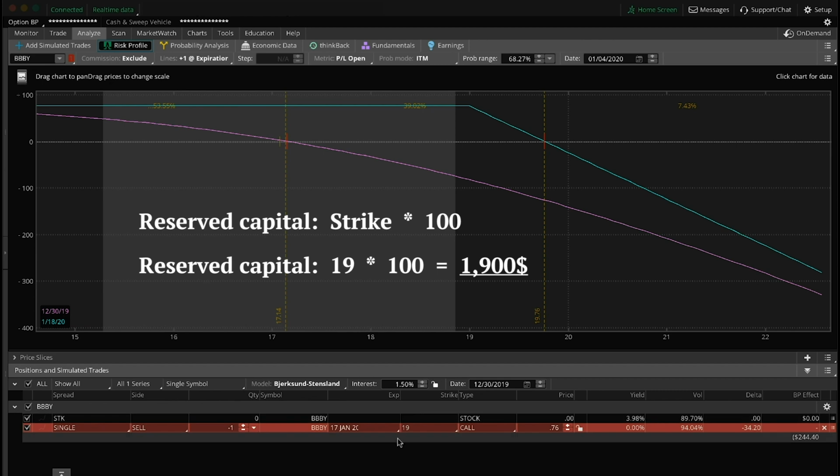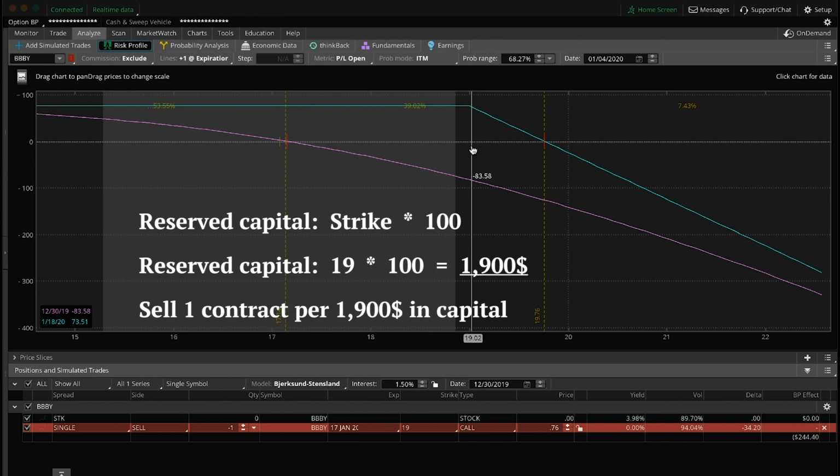So for example, we are doing the 19 strike here, and every one contract in an option is equivalent to 100 shares of the underlying. So that would be $1,900. If assigned, that's how much capital would be required to maintain this position. So I'm only going to sell one of these contracts per $1,900 in available capital. I'm not going to leverage it up and do 2 or 3. I'm going to keep this trade very small. Remember, I'm just trying to simulate a small short position in Bed Bath & Beyond. I don't want to put my account at risk over a single trade.